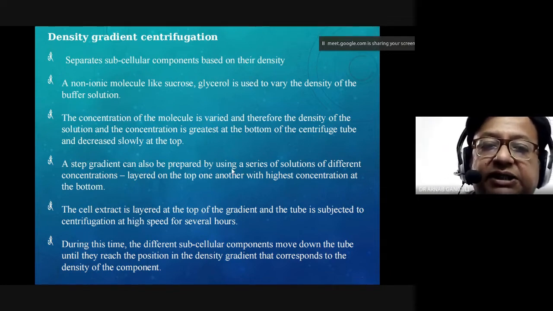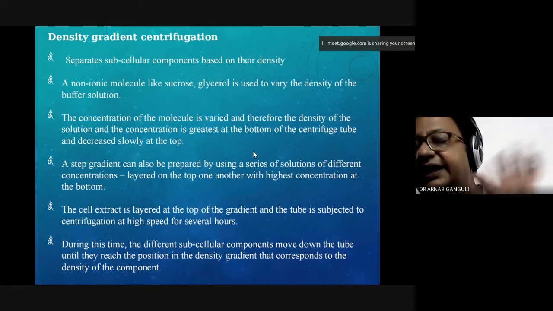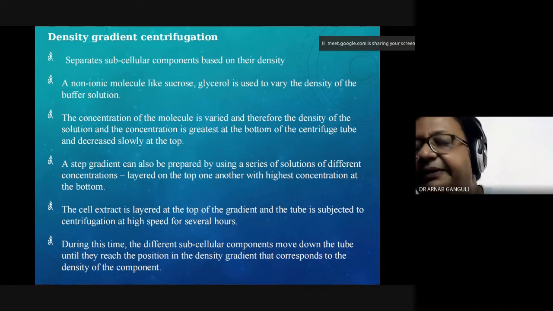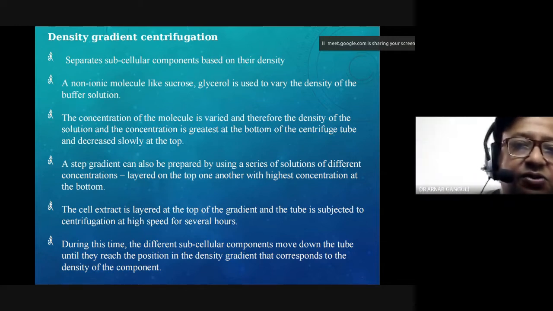You can also have a step gradient. That is, first you pass them through a high density, the centrifugation. Then you pass them through a medium density, then you pass them through a low density. So you can do this also step by step.